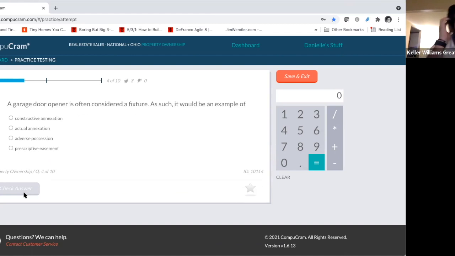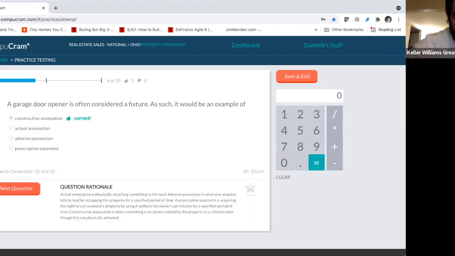All right, guys. A garage door opener is often considered a fixture. As such, it would be an example of A, constructive annexation, B, actual annexation, C, adverse possession, or D, prescriptive easement. What's a garage door opener considered, or an example of? A couple A's in the chat box, and that's going to be the right answer.